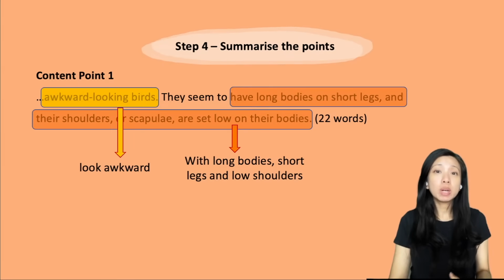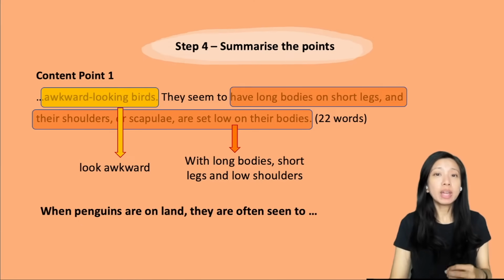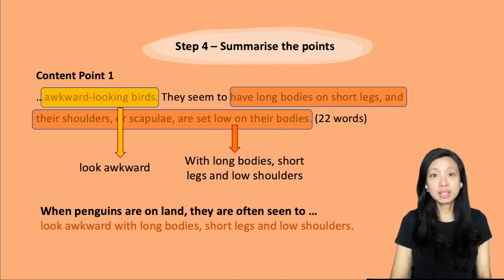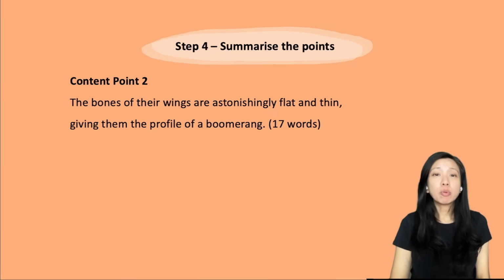Going back to the helping words that are given together with the question, we have to start our summary with, when penguins are on land, they are often seen to, I'm going to add on to this sentence, look awkward with long bodies, short legs and low shoulders. So I have kind of summarized this from 22 words to 10 words. Let's move on to content point 2. What I'd like you to do now is to pause the video and try to summarize this content point. Then share your answers with me in the comment box below.